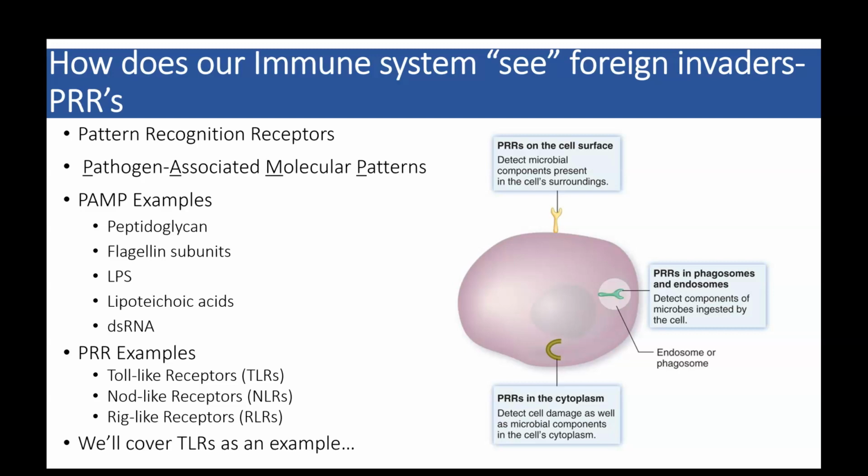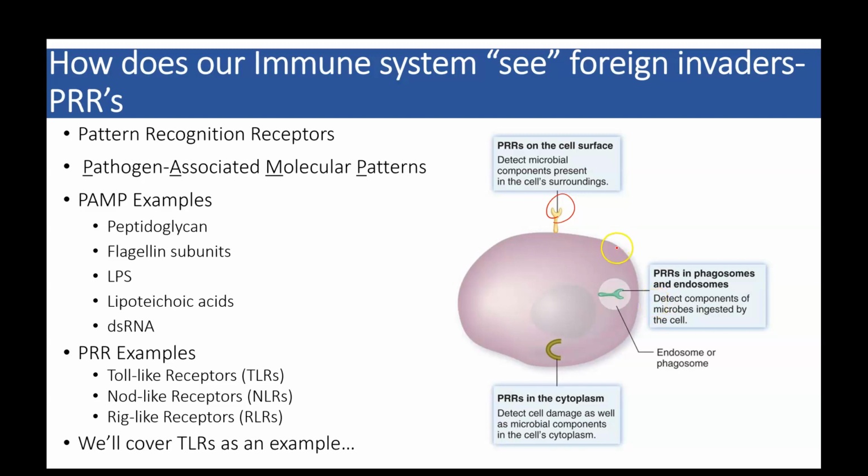But let's focus on pathogens for now. So pathogens are recognized by these pathogen-associated molecular patterns. So they're in three places. They can be on the surface of our cell to recognize external pathogens, right? So bacteria that are in the surrounding media or the surrounding liquid. We can have these PRRs, these pattern recognition receptors, on the inside of phagosomes and endosomes.